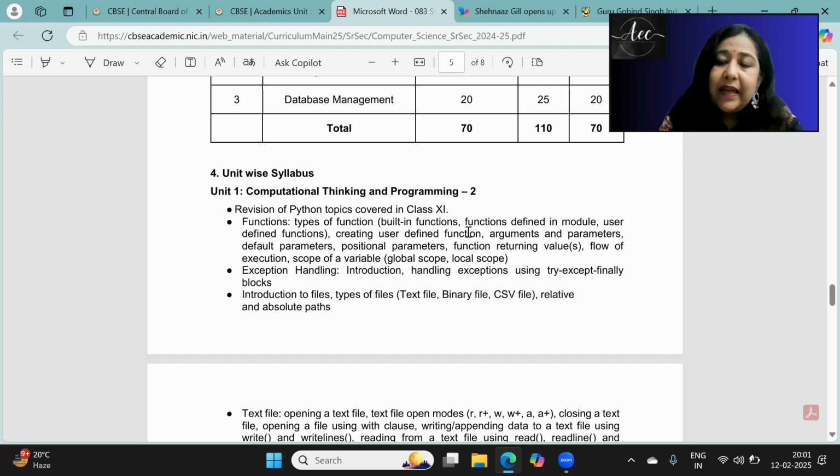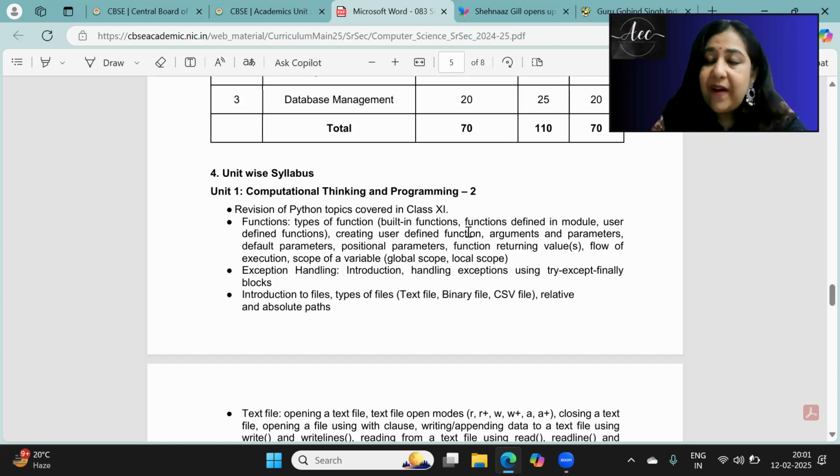Then you have exception handling. Exception means a runtime error. That is an error which occurs during the execution of the program. So if the error occurs during the execution of the program, how to handle it, that comes under exception handling.